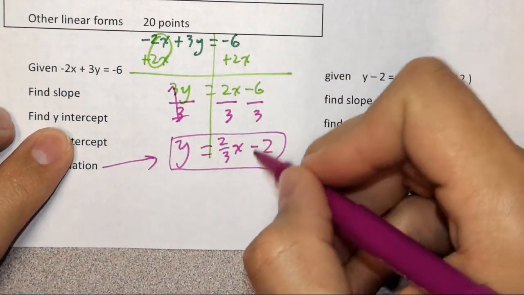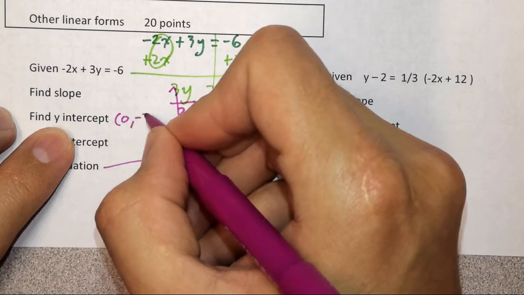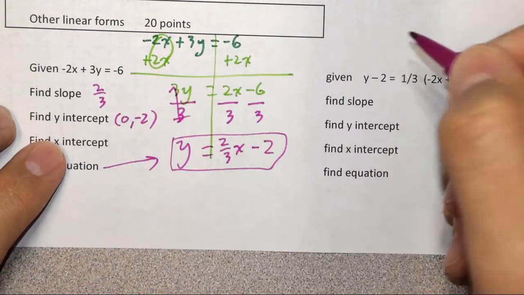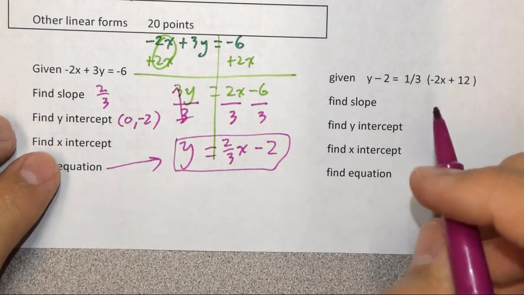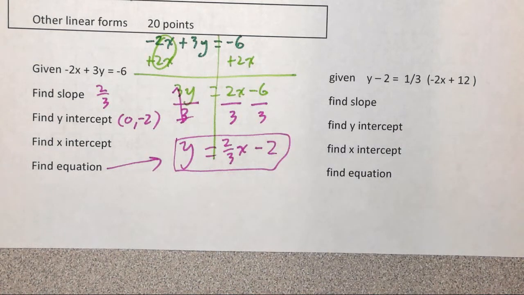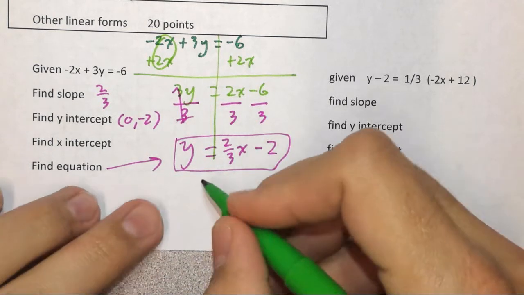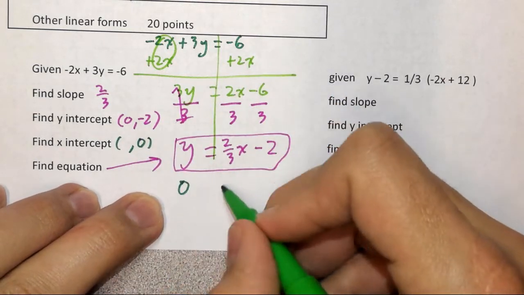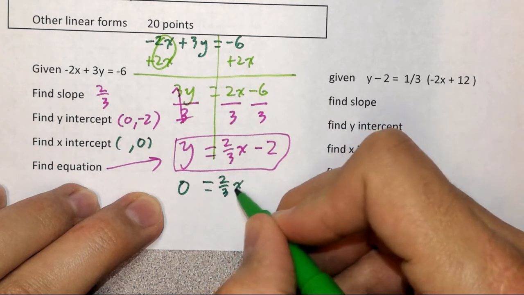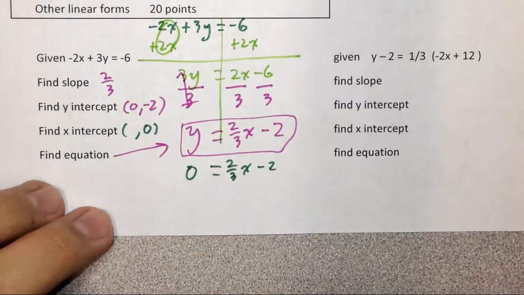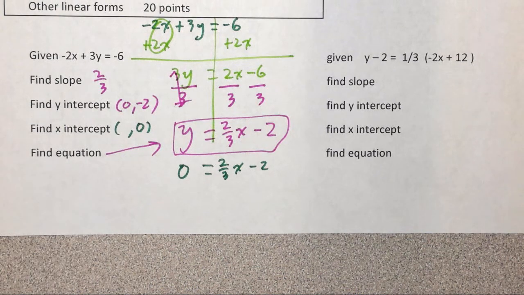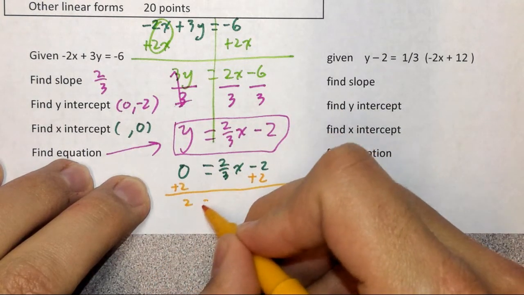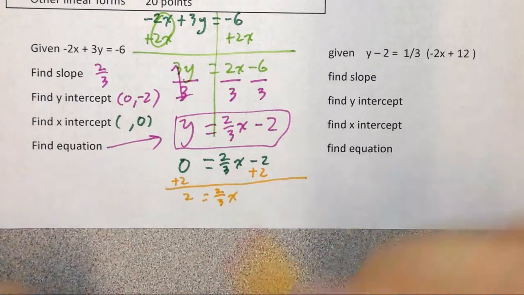My y-intercept is this part back here. So we have 0, negative 2. My slope is this part right here, which is 2 over 3. My x-intercept is the only thing I need to actually find on this. So to find my x-intercept, I know that on my x-intercept the y is 0. So I can take that y, call it 0, 2 over 3x minus 2. Now I can solve for that x. So I can say plus 2, so 2 equals 2 over 3x.